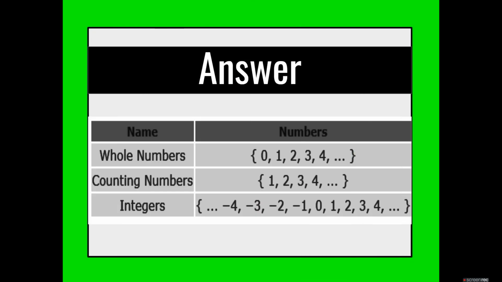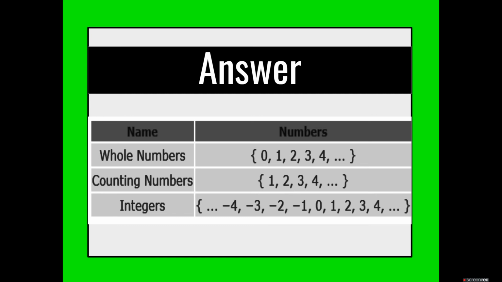Yup, here they are. If you think this was your answer, that means you are correct. The numbers in the green box, which are 0, 1, 2, 3, 4, and so on, are known as whole numbers. The numbers in the blue box, which are 1, 2, 3, 4, and so on, are known as counting numbers. While the numbers inside the red box, which are negative 4, negative 3, negative 2, negative 1, 0, 1, 2, 3, 4, and so on, are known as integers.